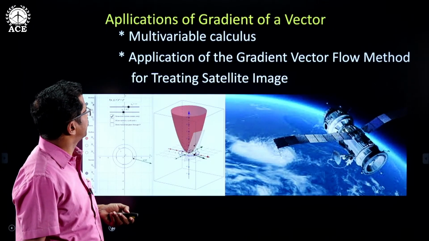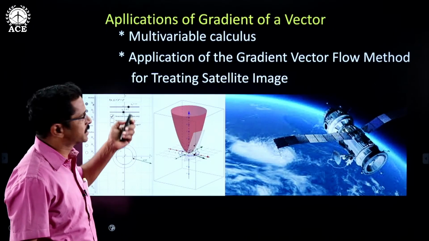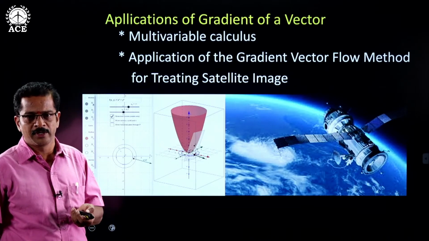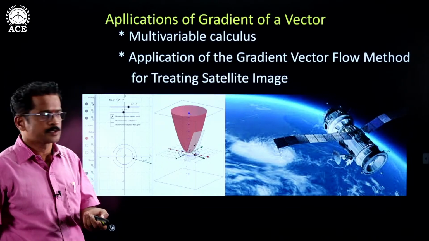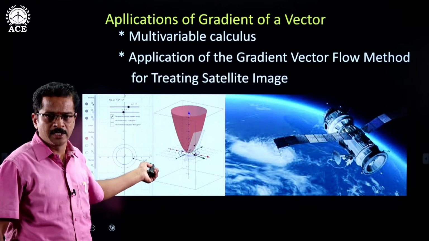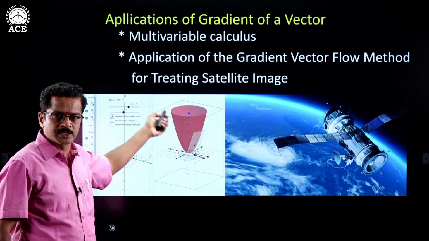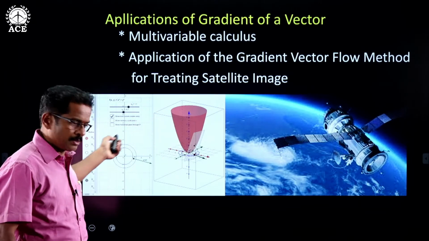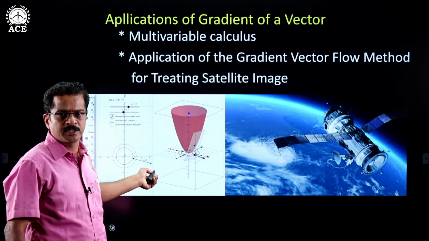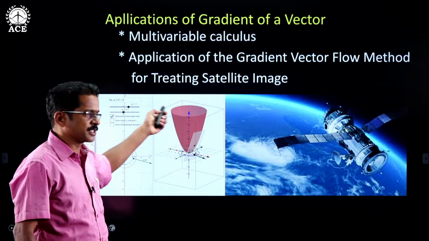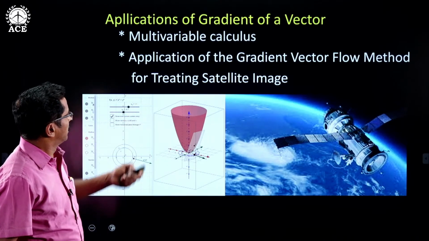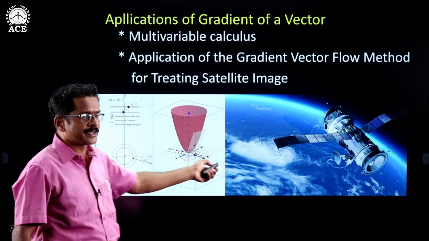Next, applications of gradient of vector point function. It is multivariable calculus that we have already known. Multivariable calculus means 3-dimensional. We used to discuss 3-dimensional space, where we operate multi-differentiation, means partial differentiation, and multi-integration.